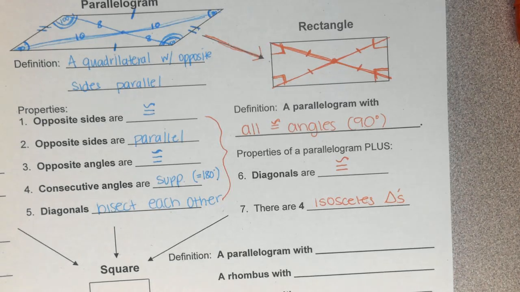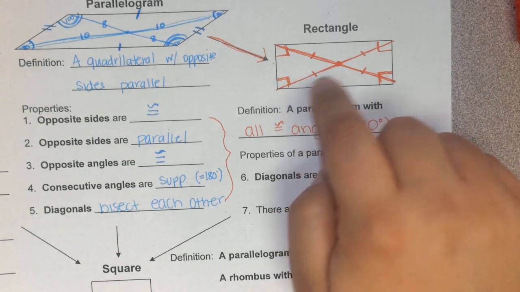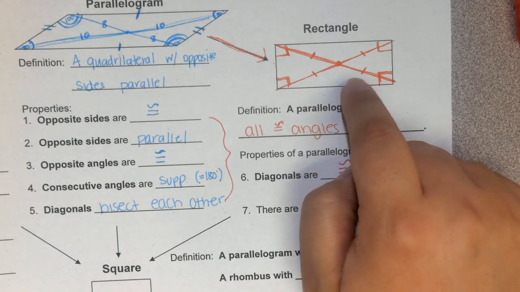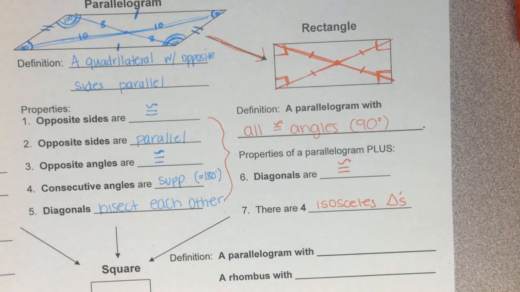Do you have any questions about rectangles? The diagonals are the same. That's the big thing I need you to remember. If this diagonal was 20, what's this diagonal? 20. And if that's the case, what's this part of the diagonal? 10, 10, 10, 10. Okay?